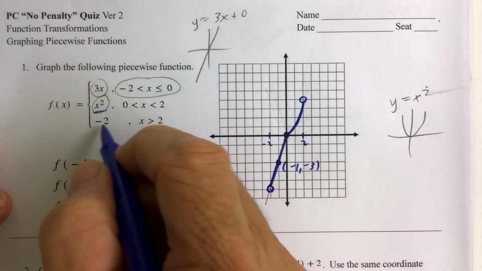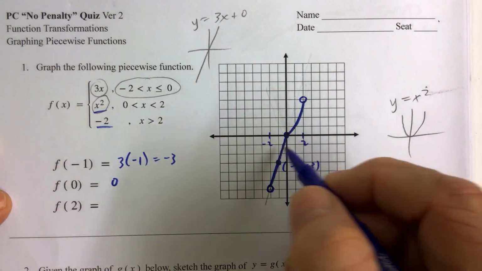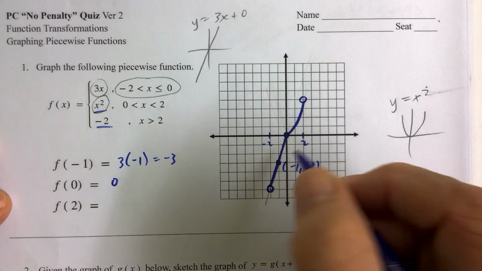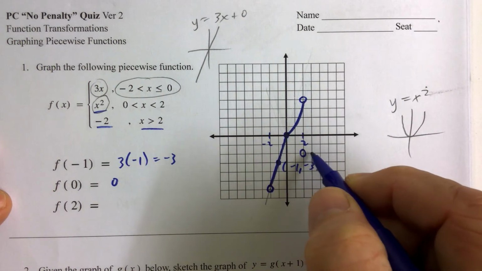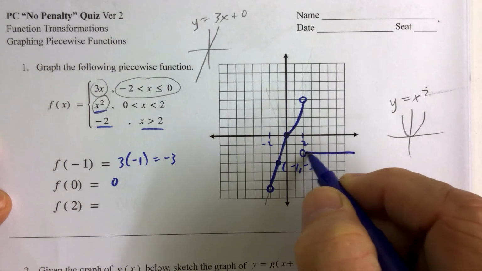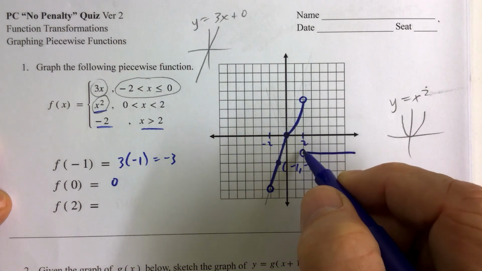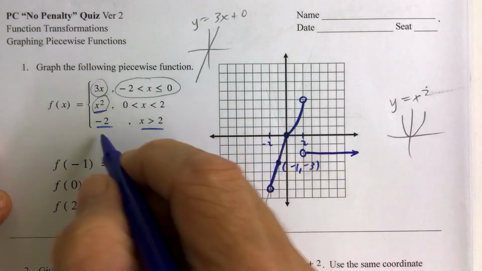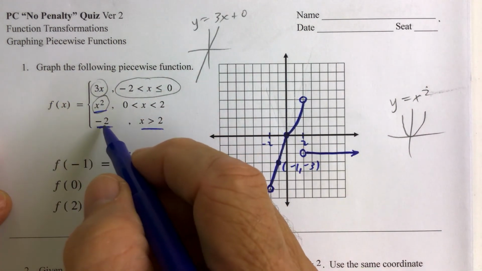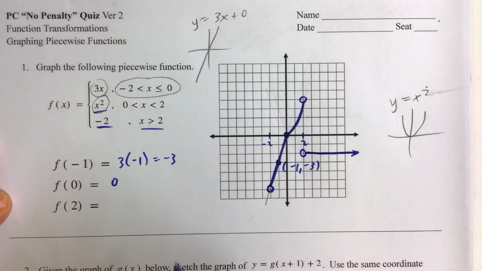And finally, we want to go ahead and graph y equals negative 2. Y equals negative 2 is a horizontal line, and it's only defined, though, when x is greater than 2. So we just draw a horizontal line. When x is equal to 2, there's an open circle, and anything to the right of 2, the y-coordinate of this function would be negative 2. So that brings us to the last piece of this piecewise function.